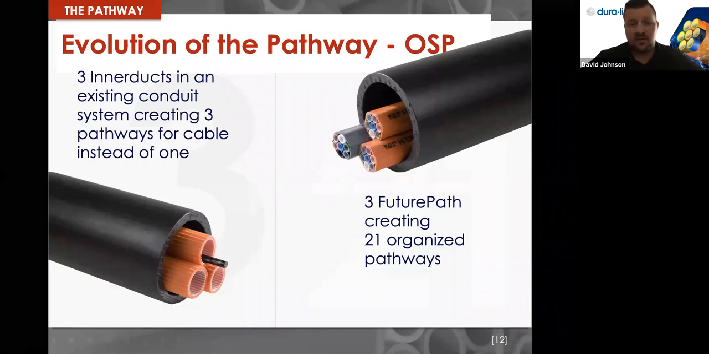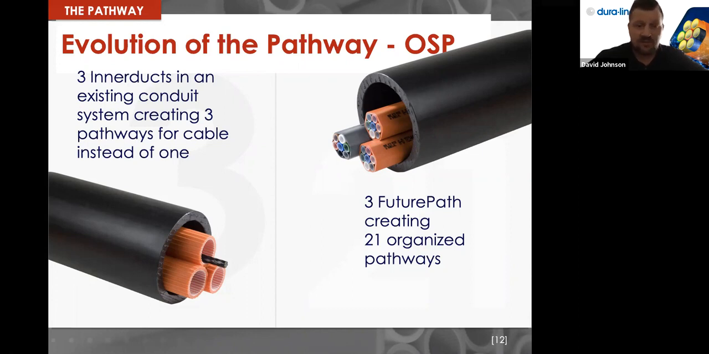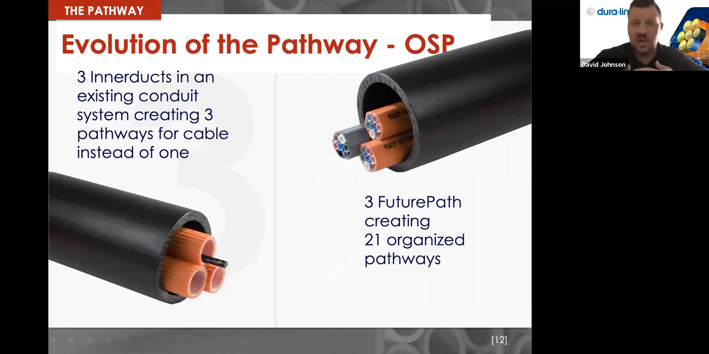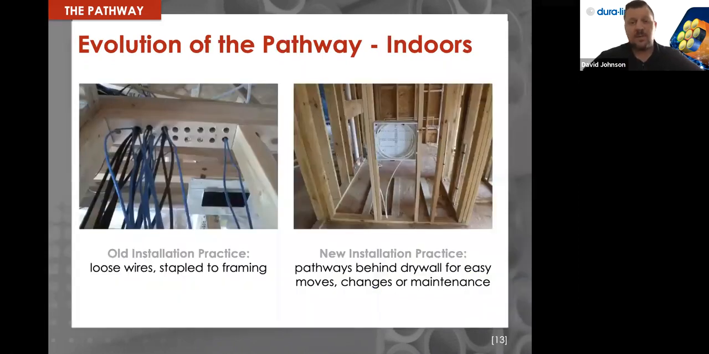So you see right here on the left, a 4-inch black conduit with 3 1/4 inside. That's something that we definitely have pushed over the years and have used many times and still do today. But with this FuturePath situation that you've got, you can place in 3 7-way FuturePaths and have 21 pathways. And as we all know, we're always trying to find ways to add capacity and build for the future. And this is a great way to do that.